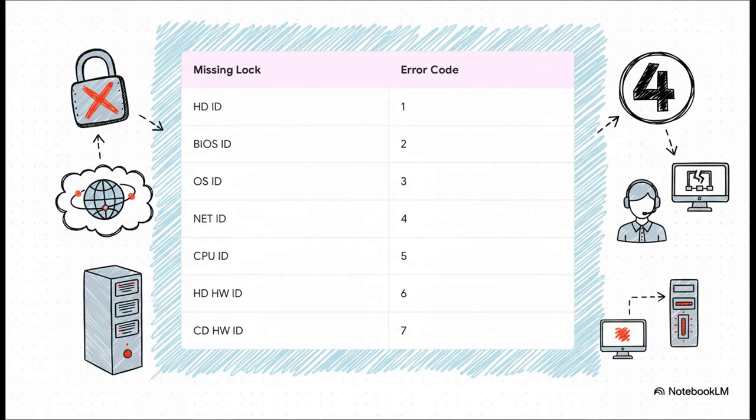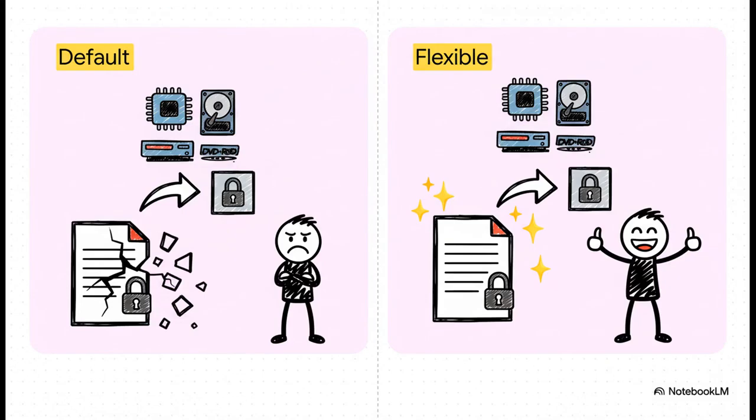End of story. And to make your life and your users' lives a whole lot easier when troubleshooting, if a mandatory lock is missing, a specific error code pops up. This is a lifesaver for your support team. If a user calls in and says they're seeing error code 4, you immediately know the problem is a missing network adapter, which means you can give them precise instructions to fix it. Now let's talk about user experience for a minute. By default, the policy is really strict.